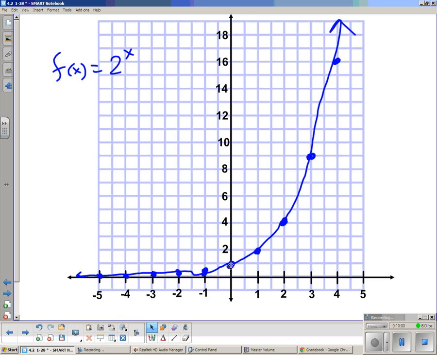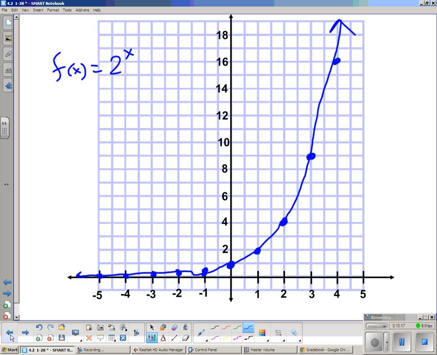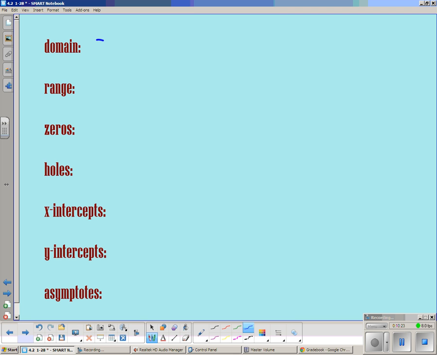Okay, so on the next slide here, we want to see or talk about what the domain is, the range, the zeros, the holes, x-intercepts, y-intercepts, and asymptotes. What we were looking at before when we were doing graphing. So starting out with the domain, if we go back to the graph, we can see that any x value can be plugged into this function. So our domain is all real numbers.